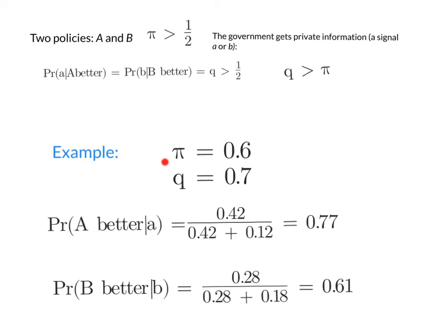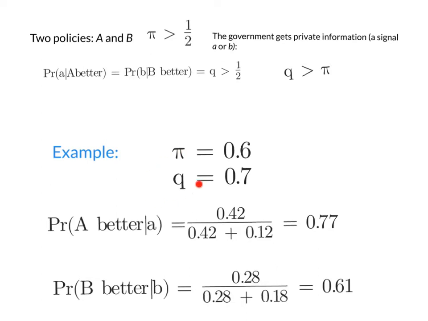So I'll make pi equal to 0.6. So before the government has any information, the electorate believes with 60% chance that policy capital A is the better policy. Again, we're using it here as a hard lockdown. So 60% of the electorate would favour a hard lockdown, 40% would favour a soft lockdown.